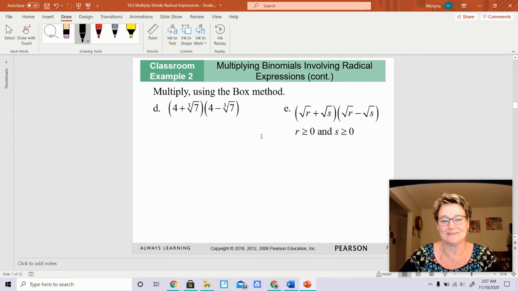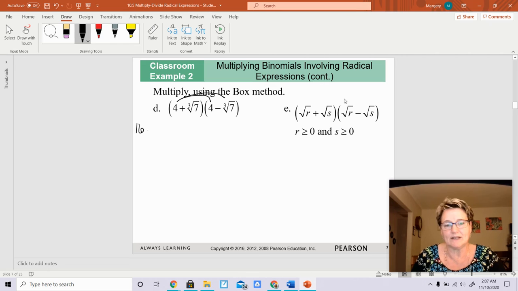All right, next one. Next one is multiplying using the box method if you choose to. I am going to use the distributive property because I just think it's easier. So here we go. That's going to give you 16. This here is going to give you a negative 4 cube root of 7. This here is going to give you a positive 4 cube root of 7.